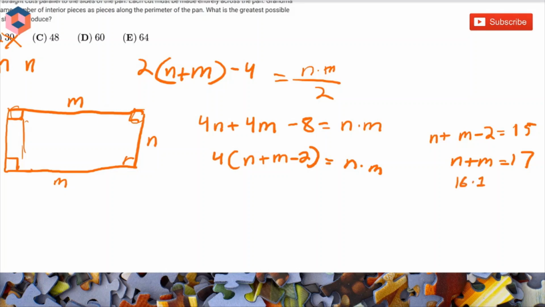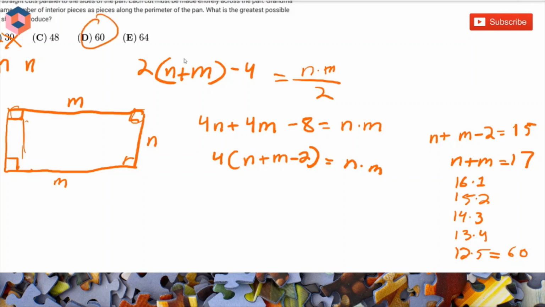So for the previous one, I said they both must be even, but that doesn't have to be the case. One of them could be divisible by 4 and the other one not. But here we have 16 times 1, 15 times 2, 14 times 3, 13 times 4, 12 times 5. And that's what we wanted. 12 times 5 is equal to 60. So that means that 12 and 5 work, and that would give us the greatest possible answer, 60.